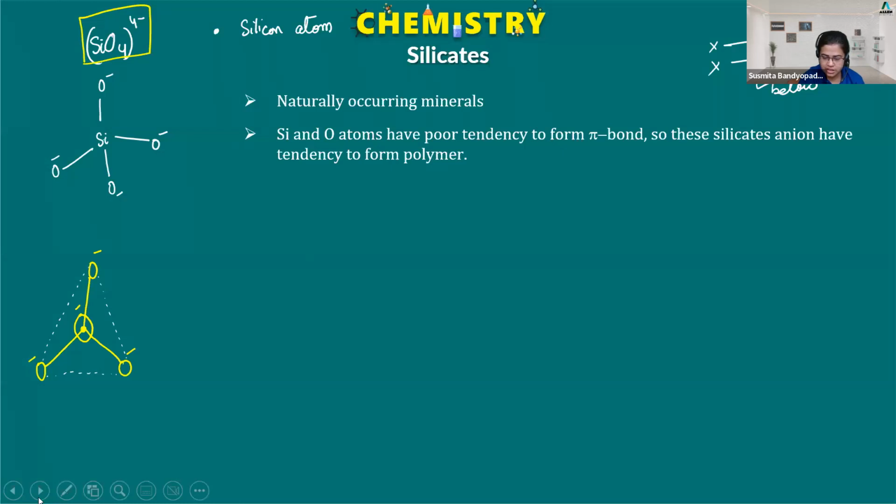Silicon and oxygen atoms have poor tendency to form pi bond. Why is it so? Oxygen can form a stable pi bond. No, why? Why so much of problem here? Why is it creating so much trouble here?